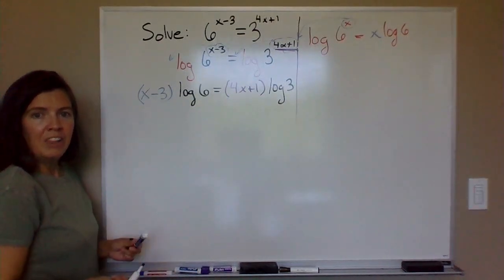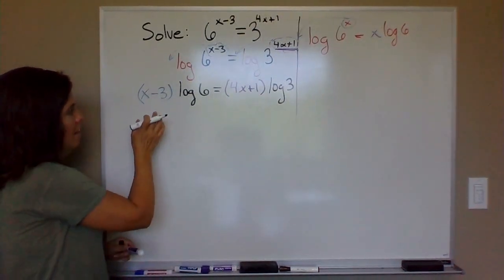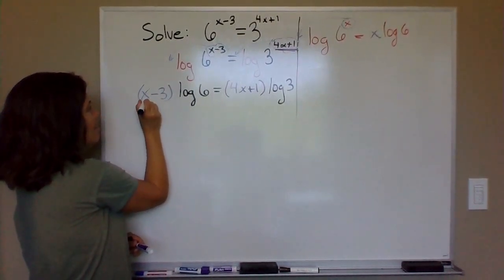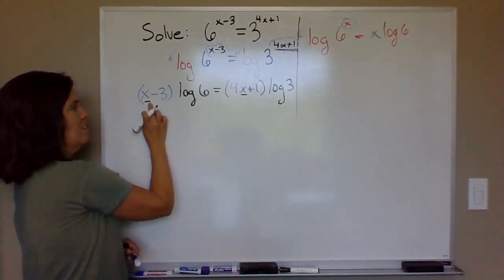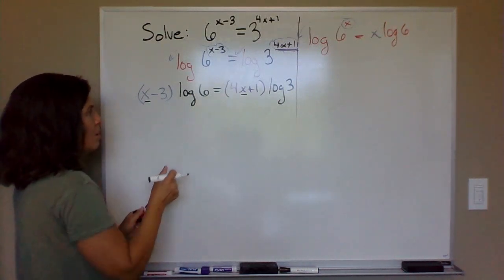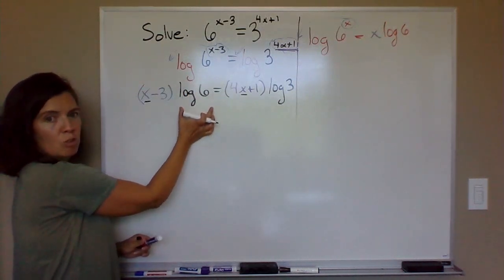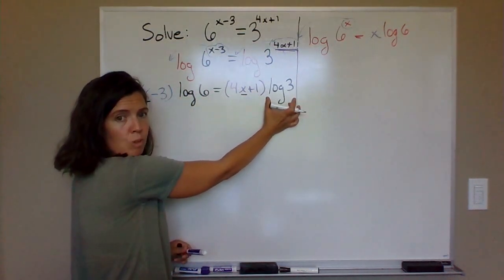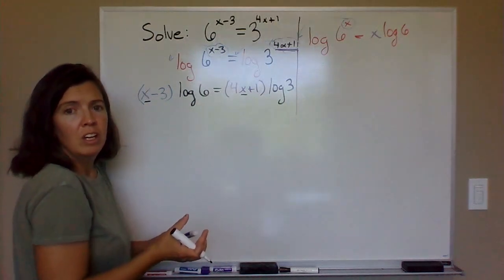Okay, now things are going to get a bit messy. So I'll be down out of the glare in just a minute. We're trying to isolate x. I've got an x here, I've got an x here. It looks like we don't have another choice. We're going to have to distribute this quantity log of 6, and we're going to have to distribute the quantity log of 3 on the right-hand side of this equation.